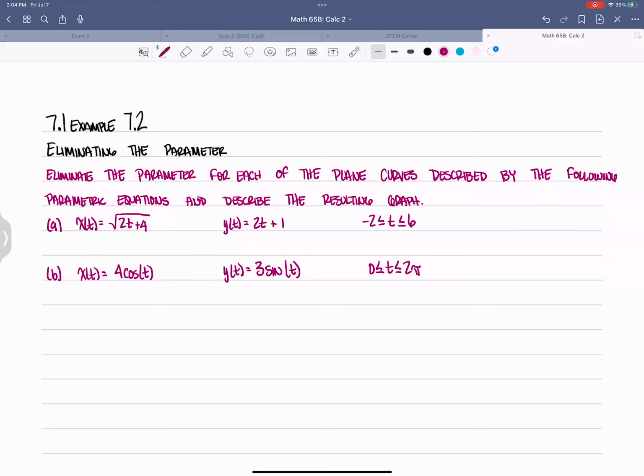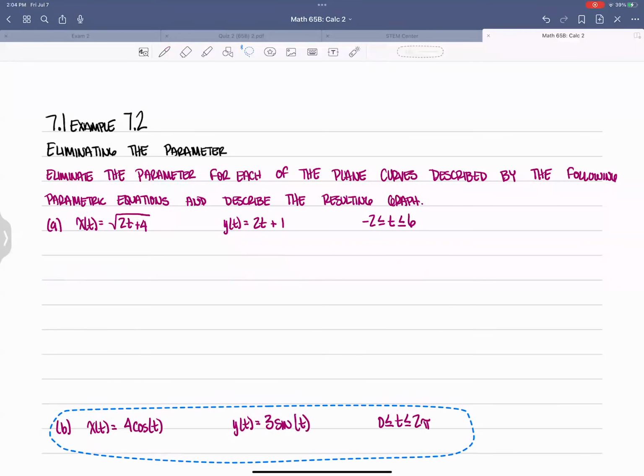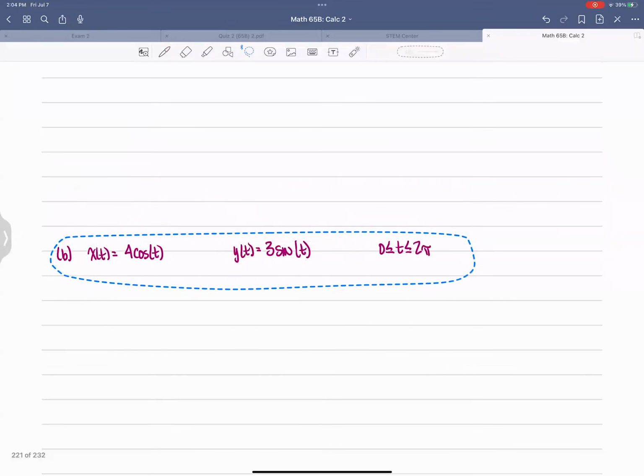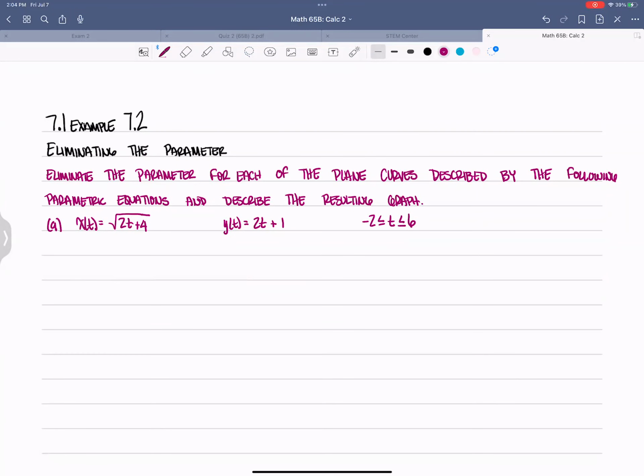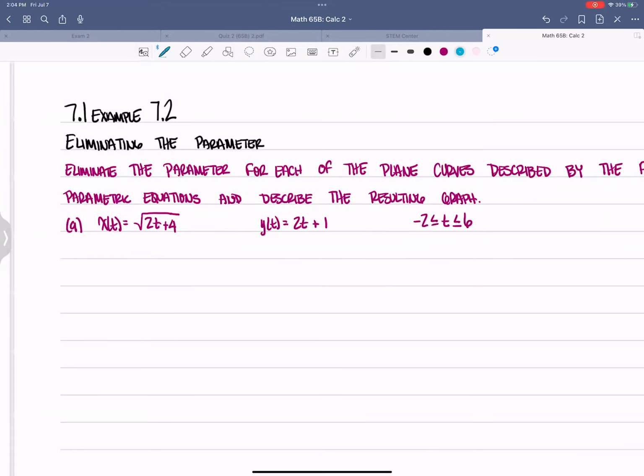Section 7.1, example 2, eliminating the parameter. Eliminate the parameter for each of the plane curves described by the following parametric equations and describe the resulting graph. Okay, so let's do a quick sketch of the graph beforehand just to see what it looks like first and see if it matches what we end up with. So let's start with graphing.